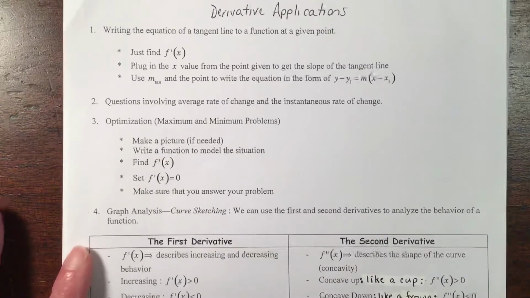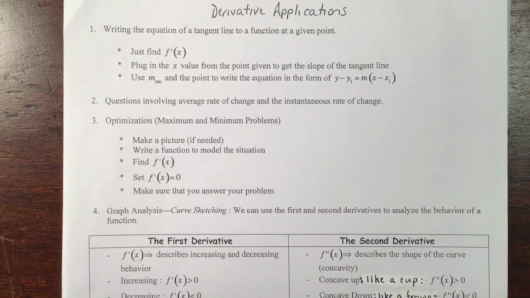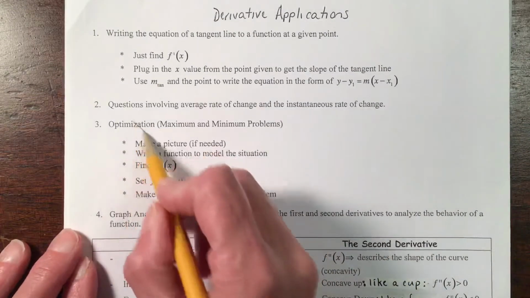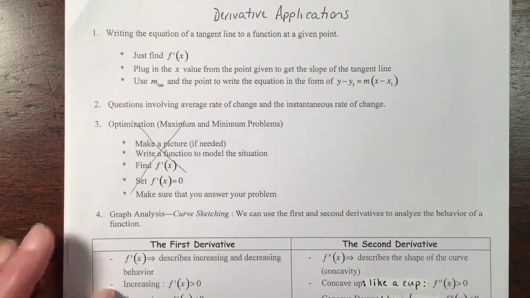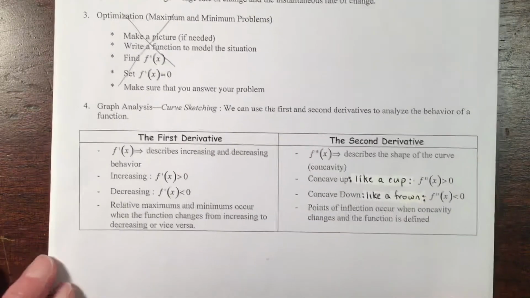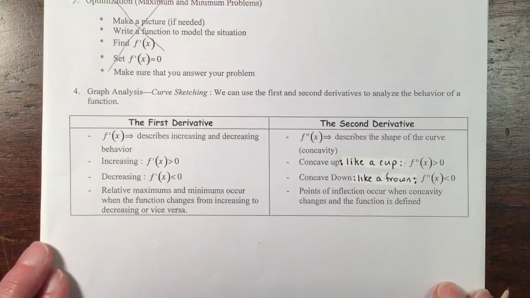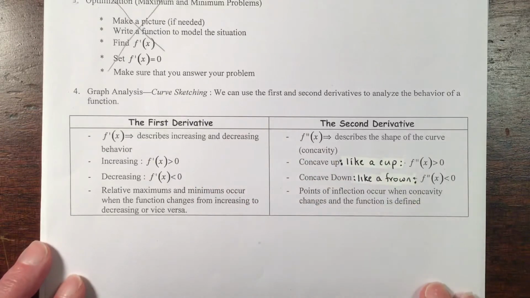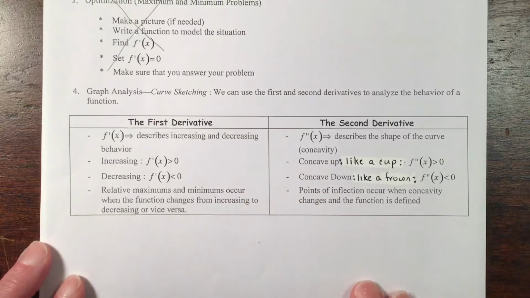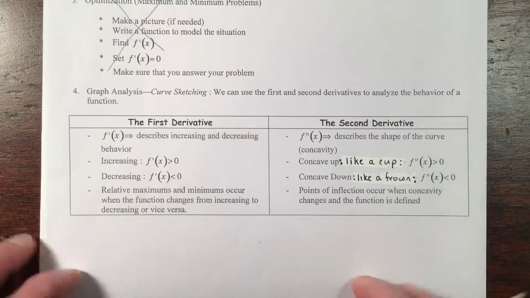We're going to be dealing with questions involving average rate of change and instantaneous rate of change. We're going to hold off from optimization. Okay, we did not do that yet in this course. And lastly, we're going to look at curve sketching or curve analysis using calculus when we use the first derivative and the second derivative. Now, we just completed this topic in class, so we're not going to go into too much detail there because that should really be fresh in your head.